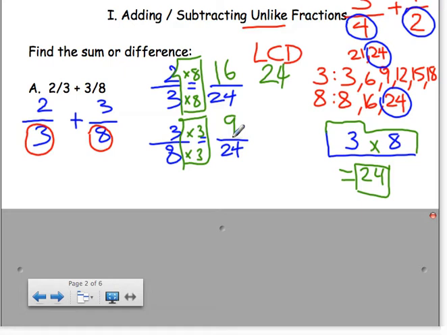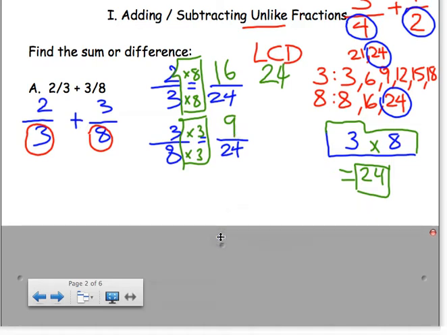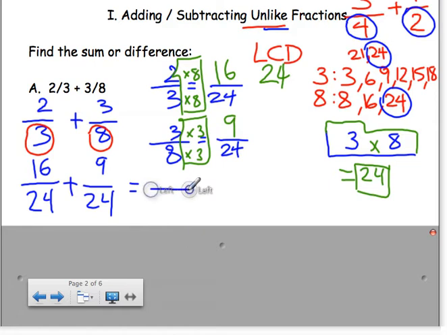So now that I've rewritten these fractions with a common denominator, I can rewrite this as 16/24 plus the second one, which was 9/24. They are now like fractions, which means it's possible to add them since they have the same denominator. The denominator is the same, that's 24. In my numerator, I add 16 plus 9, that equals 25.